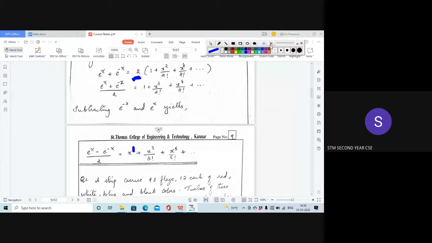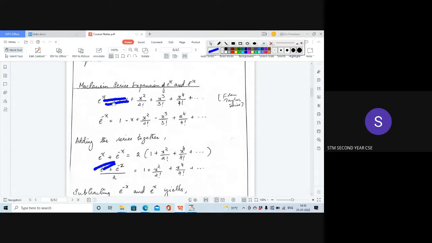Is it clear? You should know what is e raised to x plus e raised to minus x by 2. You should know this formula, e raised to x minus e raised to minus x by 2 is equal to x plus x cubed by 3 factorial, etc., an infinite series. Then e raised to x plus e raised to minus x by 2 is 1 plus x square by 2 factorial, etc., the even powers. So these two formulas we needed.